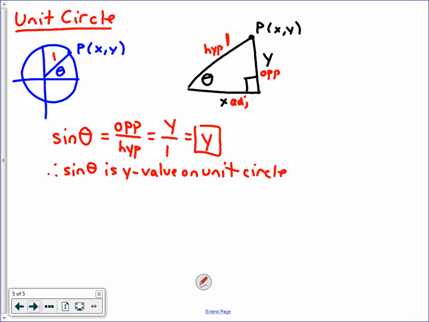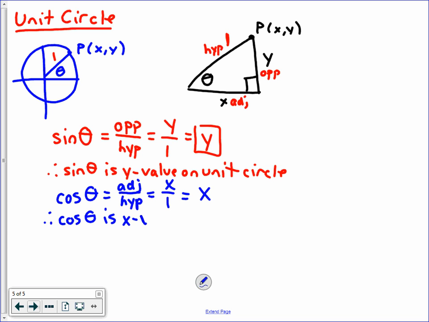Can I get somebody please to do the same thing with cos for me, please? Cos is adjacent over hypotenuse. Great. So therefore, cos theta is the x value on the unit circle.